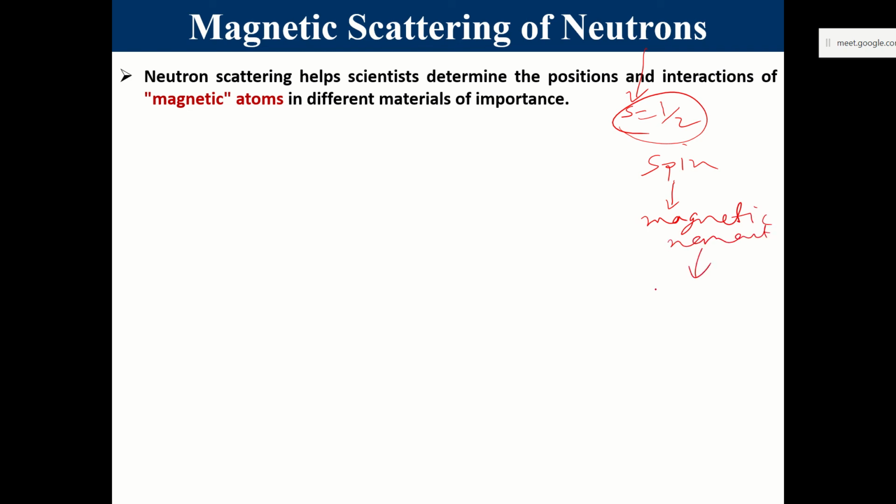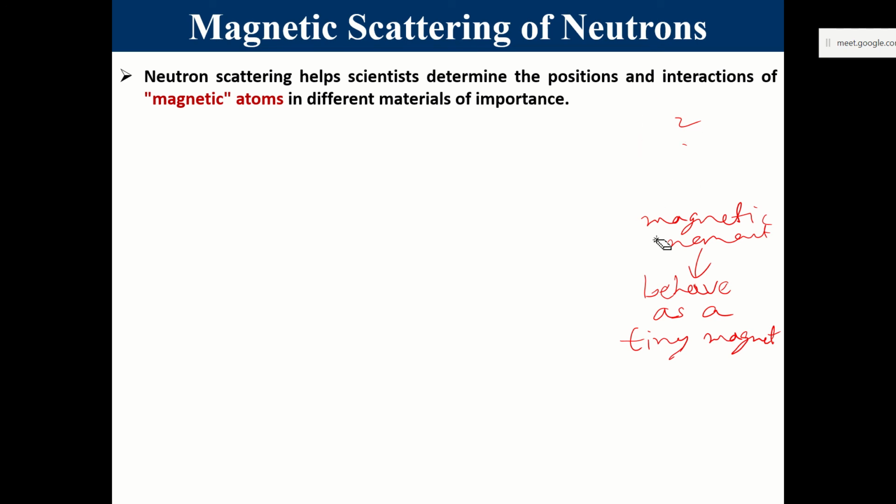So it behaves as a tiny magnet. This neutron that we are talking about can behave as a small magnet. Imagine it behaves as a small magnet itself, and then it comes across an unpaired electron in the crystal. There will be an interaction like between two magnets, so there will be repulsion or attraction depending on their position and spins.